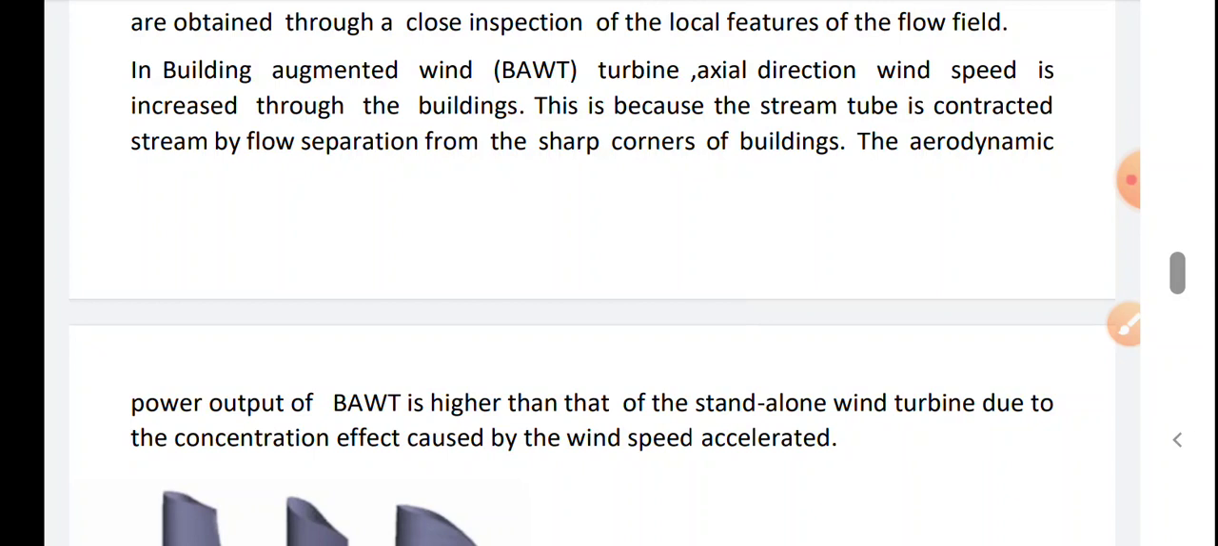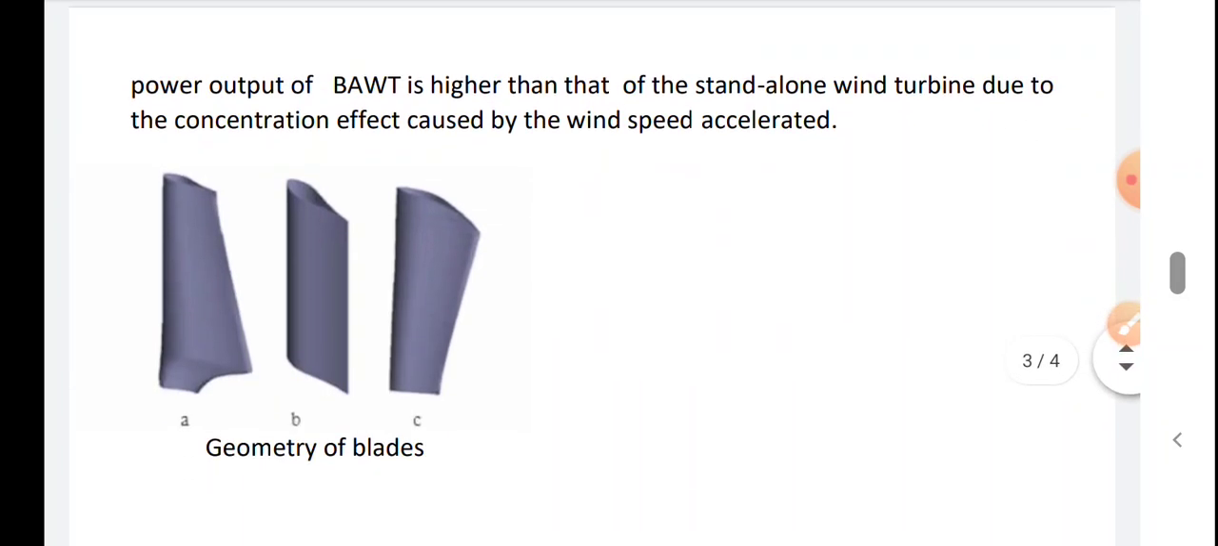It means if we are using BAWT, then the power output is increased since the wind speed incident on the turbine blades is increased. Here the blade geometry is given, you can see here, and in this you can see how the wind speed can be increased when passing through these blades and incident on it.